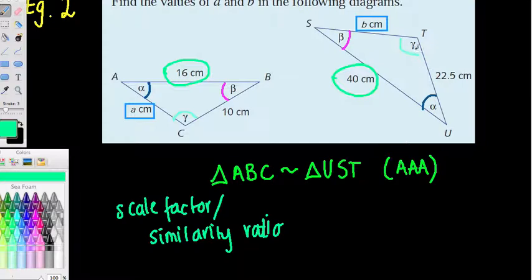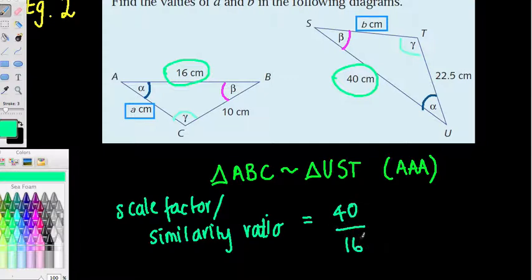Because have a look at this one. This side here does not correspond to that one there. Look at the angles on each end. Different angles. My similarity ratio is, therefore, image over the original, 40 over 16.